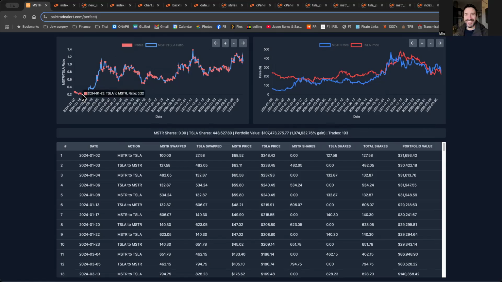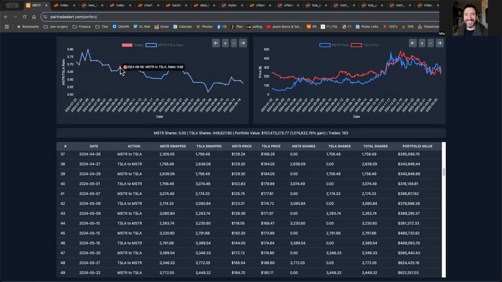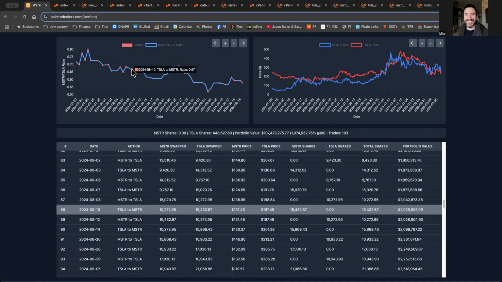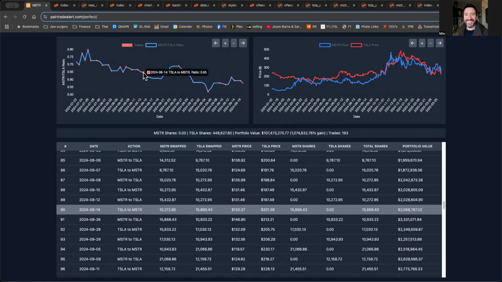Anyway, each of these red dots, as I said, is a trade, and you can zoom in and have a look. If you click on each of these red dots, it takes you to the row where what happened on that day. Every day you're swapping 100% from, for example, Tesla to MicroStrategy, and then the next swap you're going MicroStrategy to Tesla, so you're swapping back, and then again Tesla to MicroStrategy. So you can see as it goes up and down, it's basically swapping in and out.